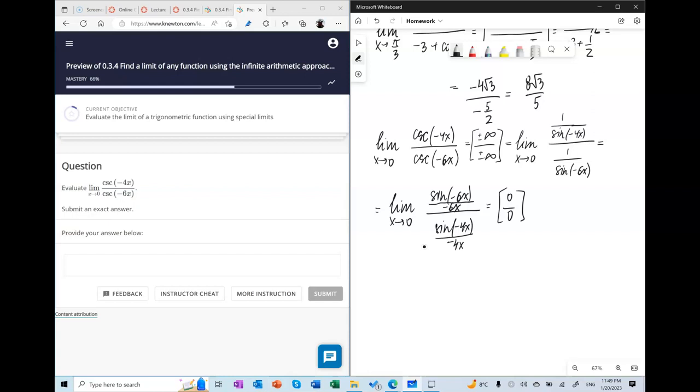But I can just throw negative 6x in here. To compensate for that, I'm going to put negative 6x over here. And to compensate for that negative 4x, I'm going to put negative 4x over here. So what we have here now is the limit of negative 6x over negative 4x. X's cancel, and we end up with simply 3/2.